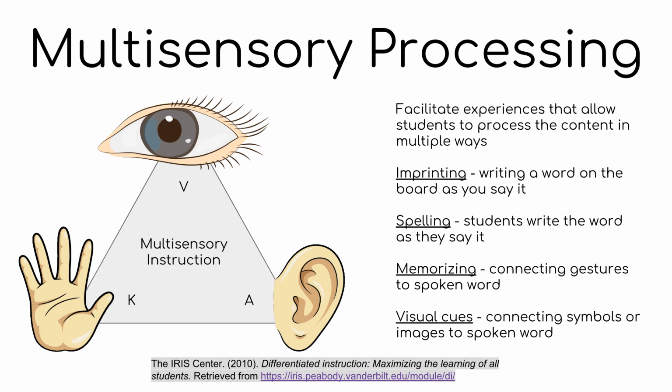You could integrate multisensory methods into memorizing terms by connecting gestures or motions to the words as they're spoken. You connect the kinesthetic to the auditory, and there's even the visual aspect to it. And finally, visual cues or nonverbal representations add that extra layer of support as they provide another version of the spoken and written word.